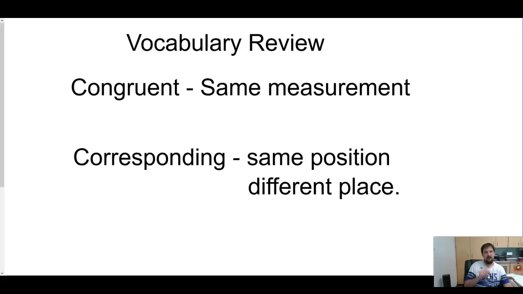So if we come here, just a quick review for your vocabulary. Remember that congruent means that it has the same measurement, an angle has the same measurement. And corresponding means that it's the same position in a different place. So corresponding sides, it's the same side in a different triangle. You'll need that again for today's assignment.